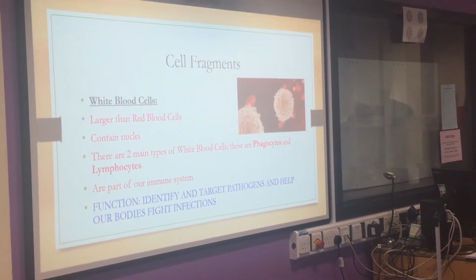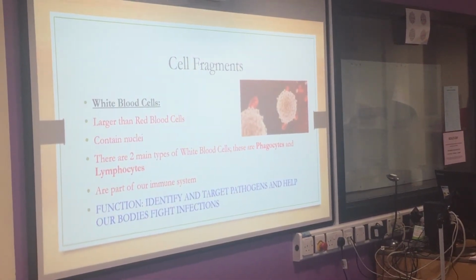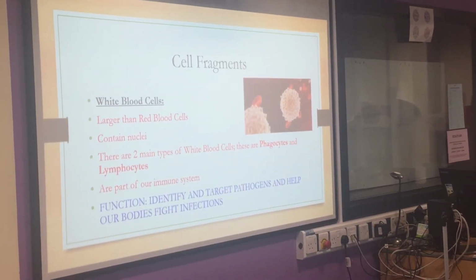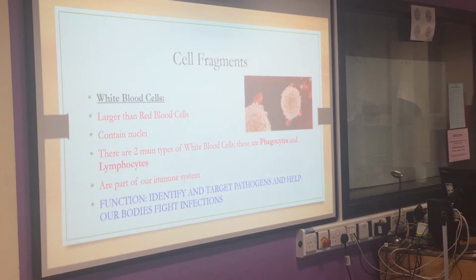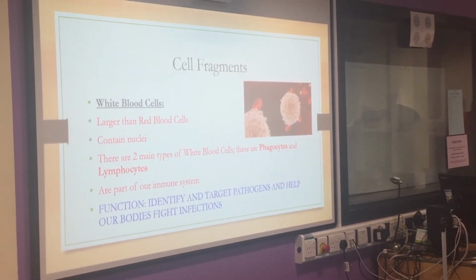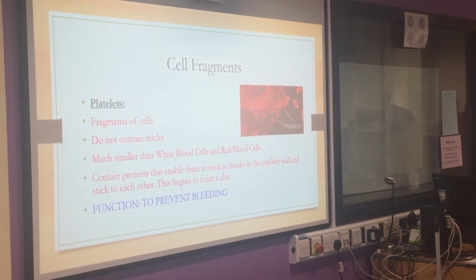White blood cells. They are larger than red blood cells and contain nuclei. There are two main types of white blood cells. These are phagocytes and lymphocytes. White blood cells are part of our immune system. Their function is to identify and target pathogens and help our bodies fight infections.